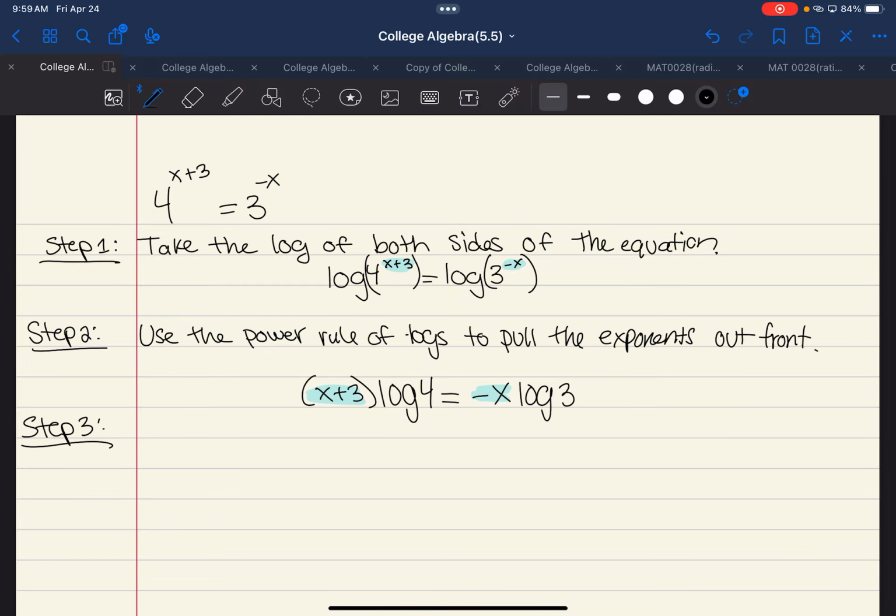So step 3, like I said, this will become a distributive property. Log of 4, again, is just a number. If you typed it in your calculator, you would get a decimal. So it's just some number times x plus 3. So I'm going to distribute log of 4 to both of those terms, and get x times log of 4 plus 3 times log of 4 equals negative x log of 3.